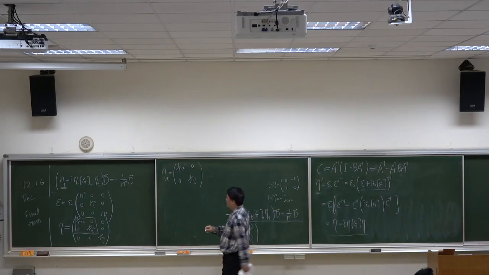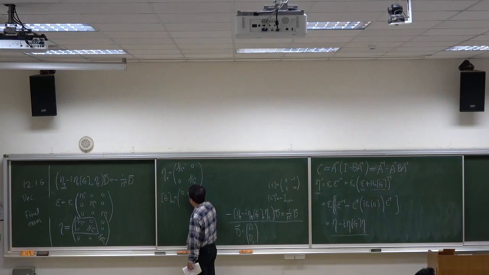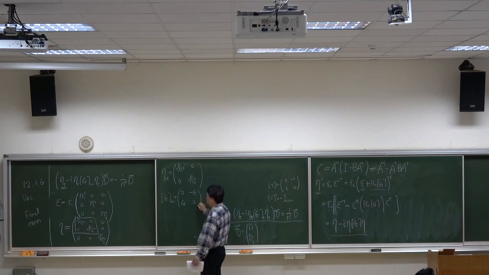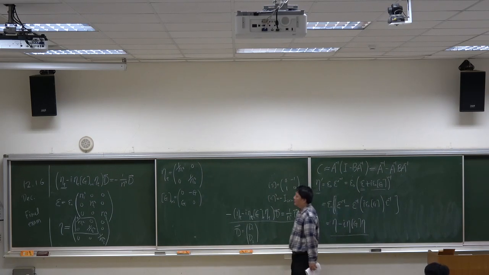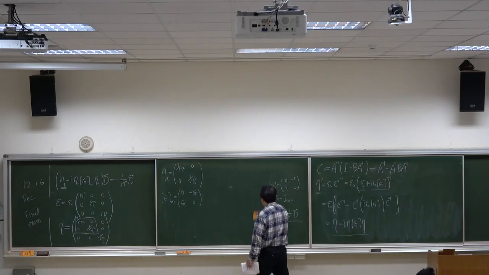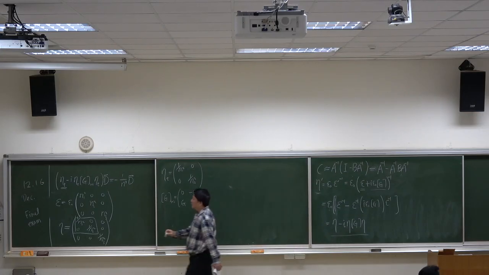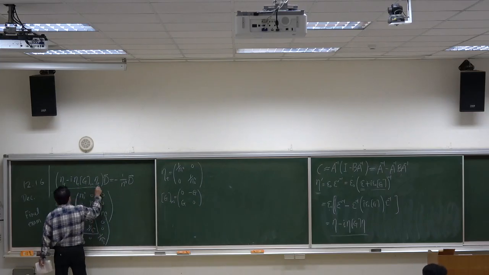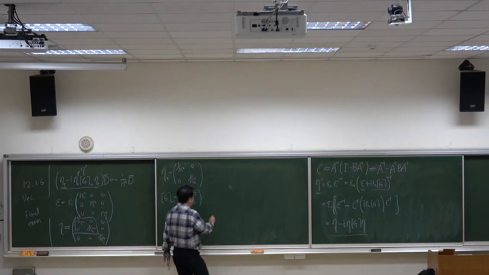And now g, the 2 by 2 g, is nothing but this: 0, minus g, g, 0. Okay? So this is the eta prime. So what is eta prime now?